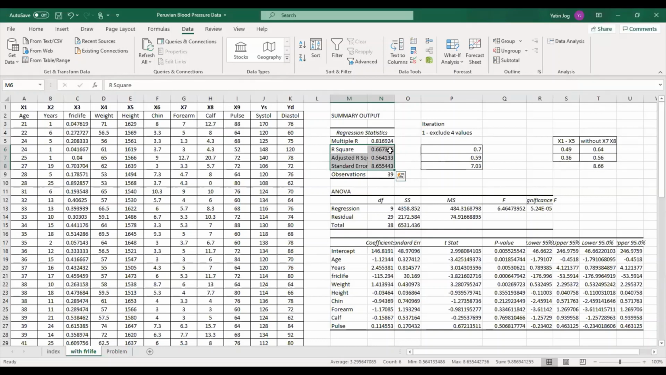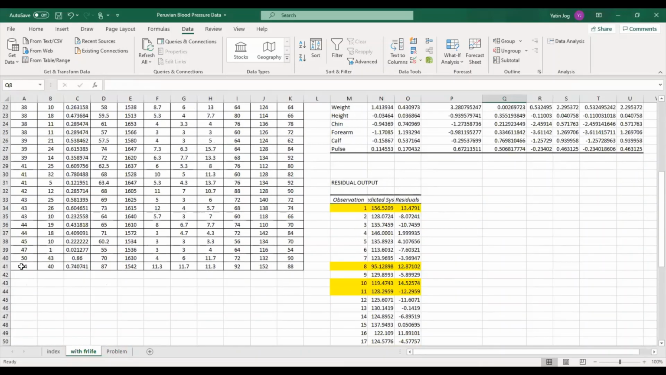Both the models are giving good R square value. 66% and 70% doesn't make any difference. But yes, if you are ready to exclude some of the observations, this is always a better model. 0.70 is always better than 0.66. So that's it about the regression and iterative regression.